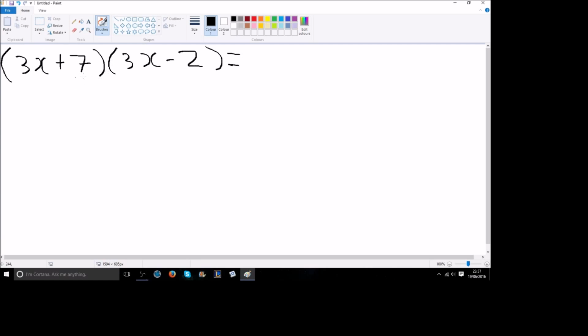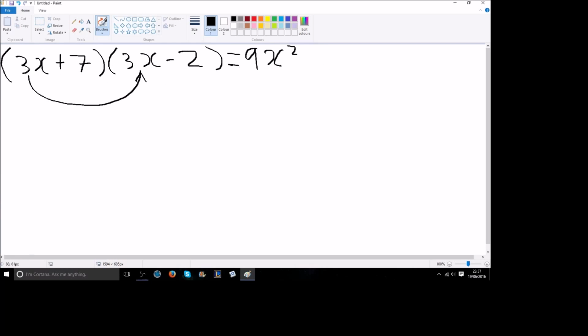Now when they ask you to expand and simplify, what you want to first do is expand the brackets and then you want to simplify it. Let's break it down into two parts. We'll first expand the brackets. So when you're expanding two sets of brackets, you do 3x times 3x, which gives us 9x squared. The reason why it's 9x squared is because we did 3 times 3, which gives us 9, and then we do x times x, which gives us x squared.